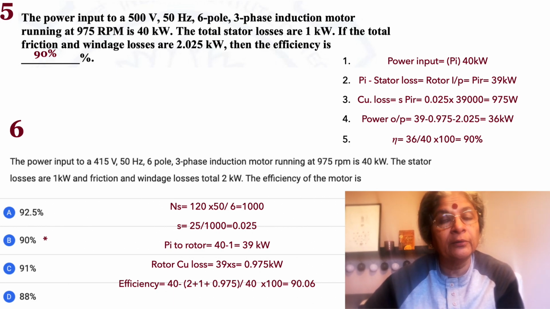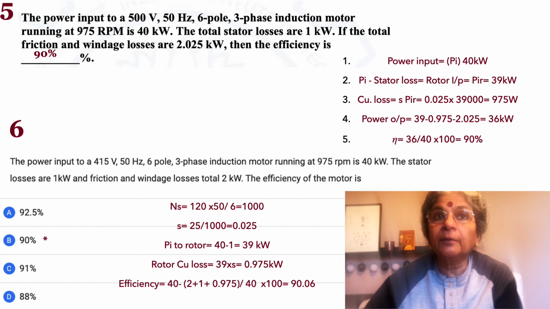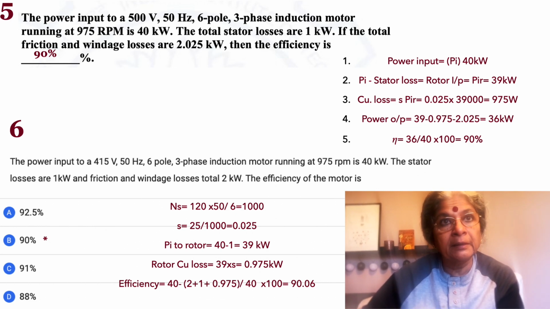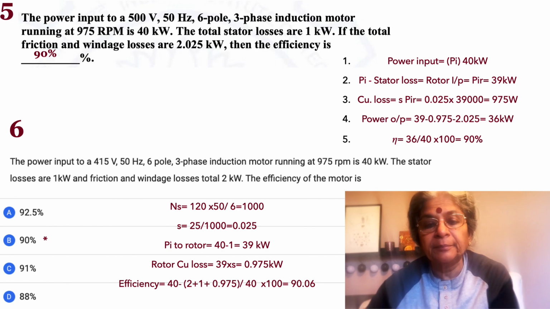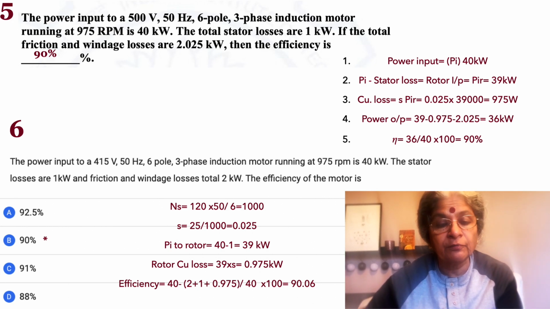Okay, so you get the input to the rotor multiplied by S to get the copper loss, remove that, and then remove also the friction and windage losses, then you get the output. So output by input. As simple as that. First and foremost, we find NS, which we found already, which is 1000. We find S, which is 25 by 1000, which is 0.025.